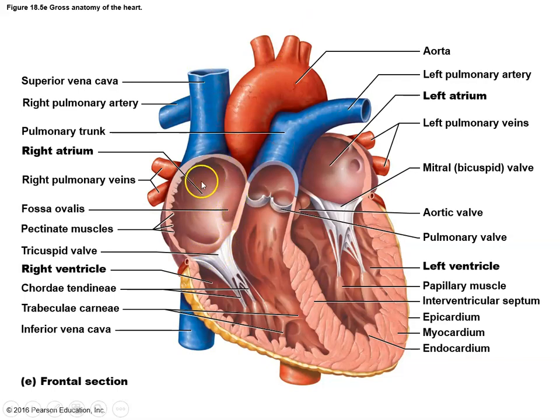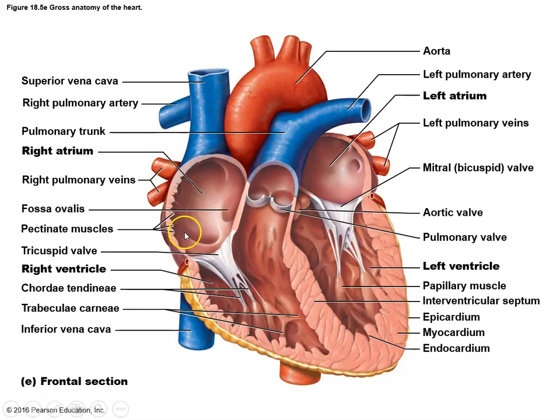So blood is here in the right atrium. The job of the right atrium is to pump the blood to the next chamber, the right ventricle. So when it contracts, it will push the blood from here through this valve called the tricuspid valve into the right ventricle.